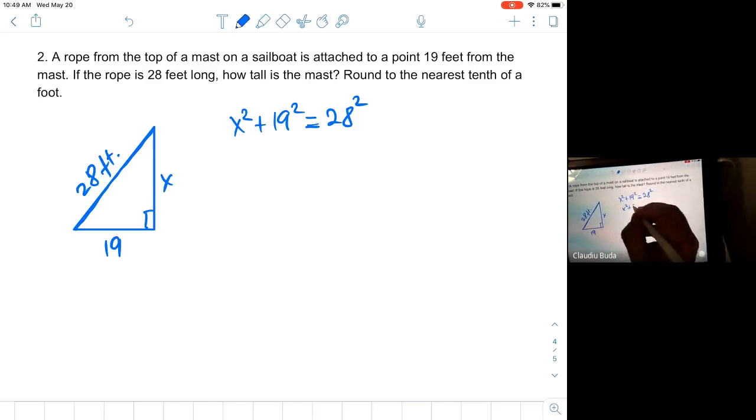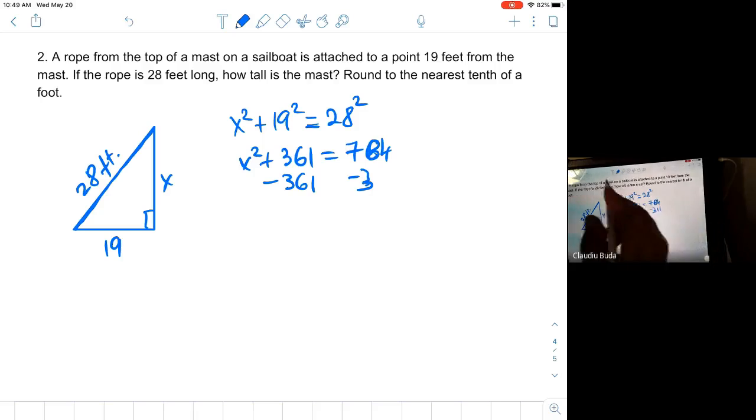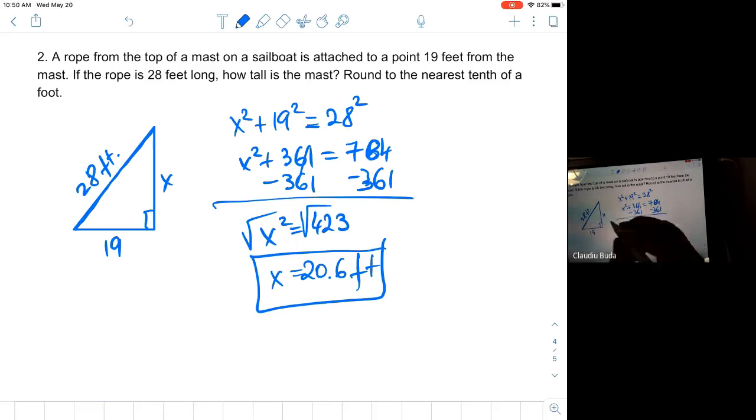x squared plus 361 equals 28 squared, which is 784. We subtract 361, and we get x squared equal to 423. We take the square root, and x is equal to 20.6 feet. That's how tall the mast is.